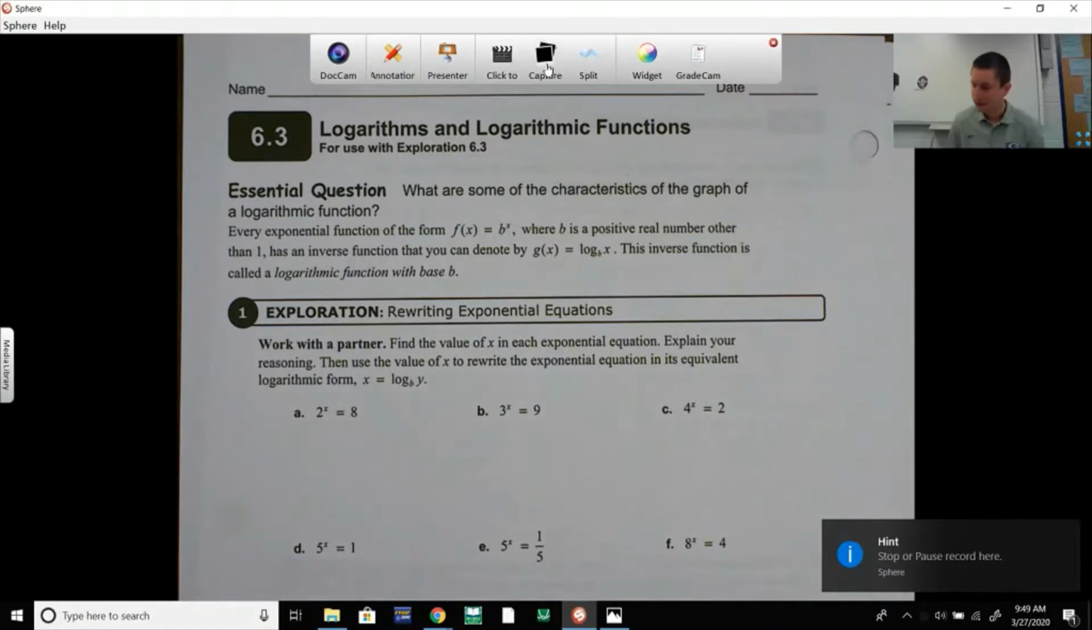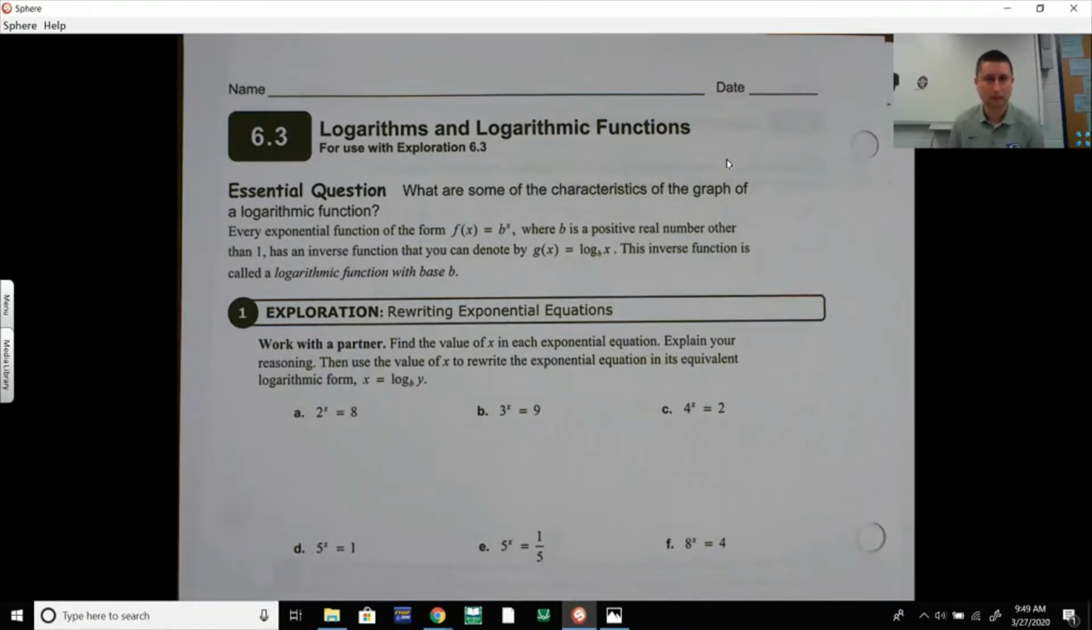All right, Algebra 2. Welcome back. 6.3, fancy word, logarithms and logarithmic functions.